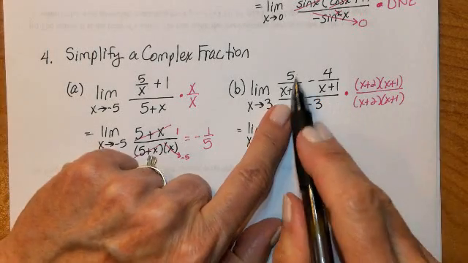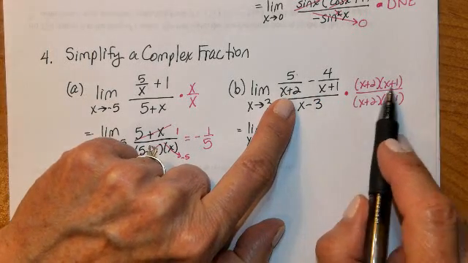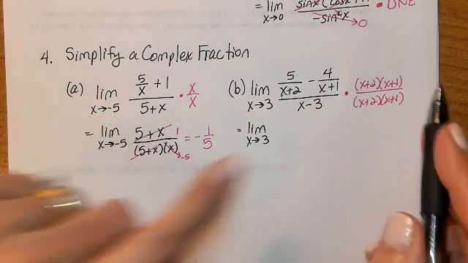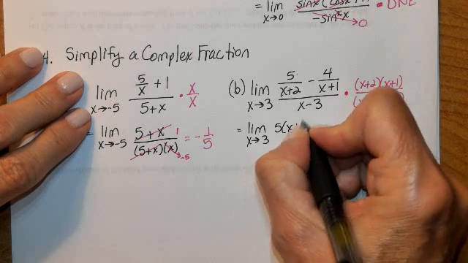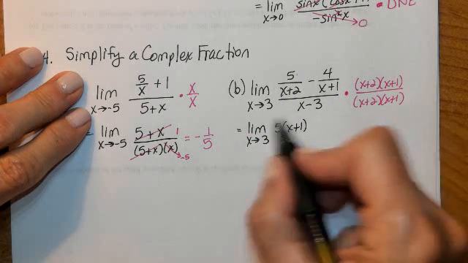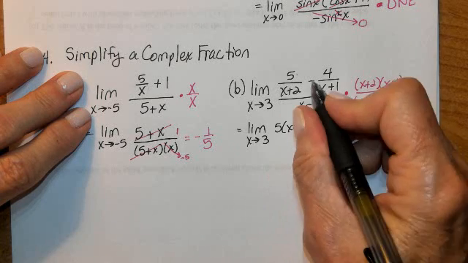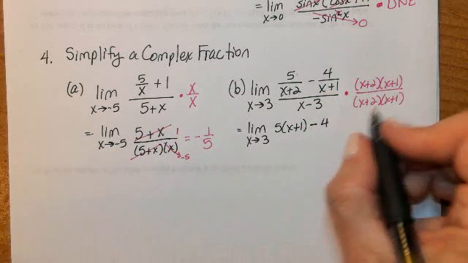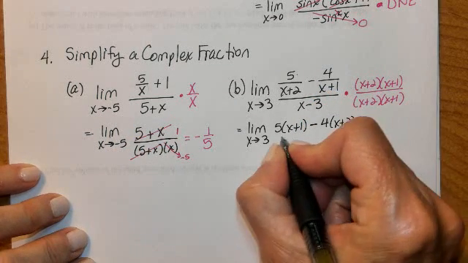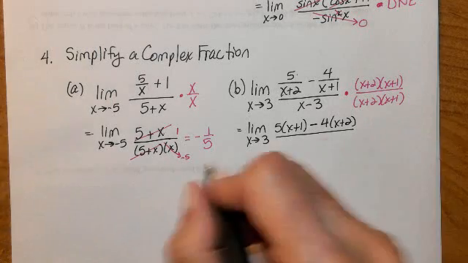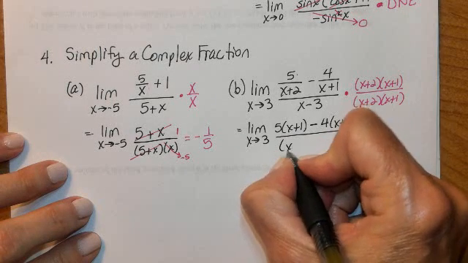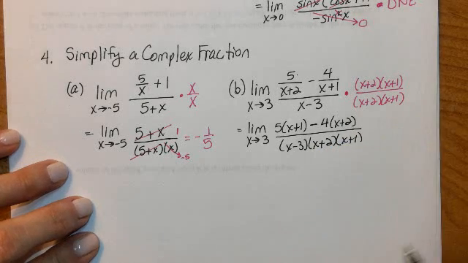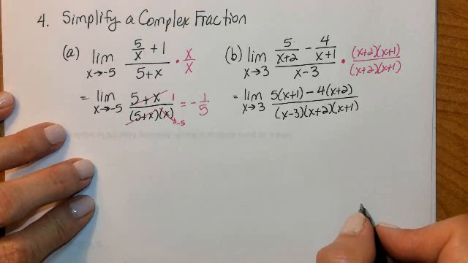All right. The 5 over x plus 2 times x plus 2 times x plus 1, the x plus 2's will cancel. I'm left with the 5 times x plus 1. And if you wanted to, you could go ahead and distribute that out there, but I think I'm going to wait. Minus 4 times, now the x plus 1's will cancel, and we're left with the x plus 2. All divided by, and down here I am not going to multiply anything out. I'm just going to leave it with these 3 factors. Okay? All right.